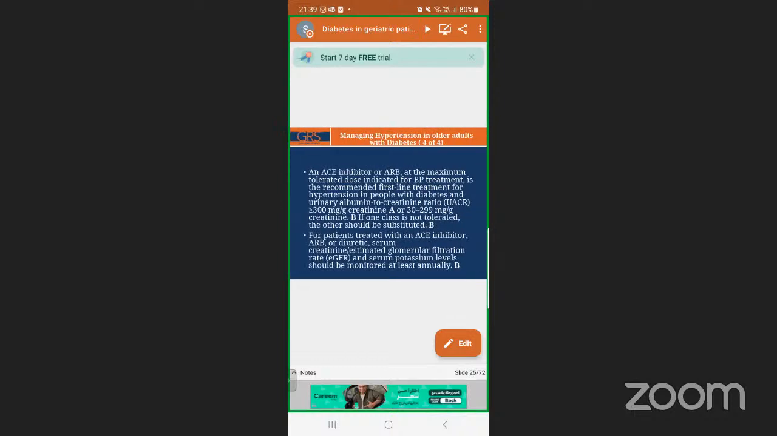An angiotensin-converting enzyme inhibitor or angiotensin receptor blocker at the maximum tolerated dose is the recommended first-line treatment for hypertension in patients with diabetes and urinary albumin to creatinine ratio more than or equal to 300 milligram per gram creatinine. This is level of evidence A according to the ADA grading system for level of evidence to the recommendation statements, or 30 to 299 milligram per gram creatinine, B level of evidence. If one class is not tolerated, the other should be substituted.